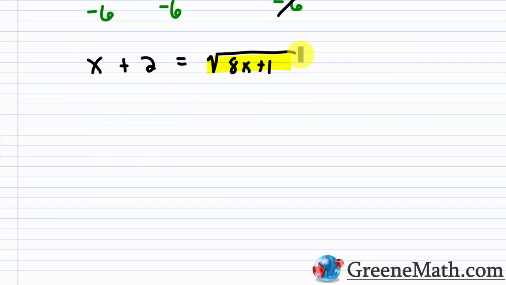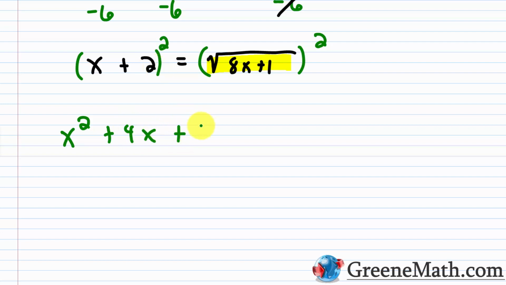So now to clear this radical, I'm just going to square both sides of the equation. So I'm going to square this side, and I'm going to square this side. So the quantity x plus 2 squared, again, I've got to use my special products formula or use FOIL or whatever you want to do. Just don't distribute the exponent to each term. Okay, that's wrong. So this would be x squared plus 2 times x times 2, so 4x, and then plus 2 squared, which is 4. This is equal to, if I square this guy, I would get 8x plus 1.